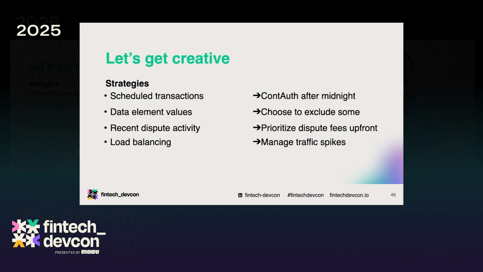Furthermore, there's also load balancing, of course. If we have multiple connections to Visa and one of them is very stressed, why not also route it over the other one so that we don't overload those connections? There are many, many ways to experiment, and I would just say get creative, because that's the best way of learning how this works.